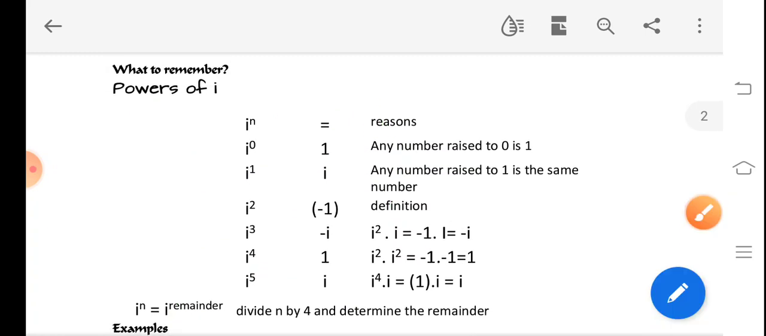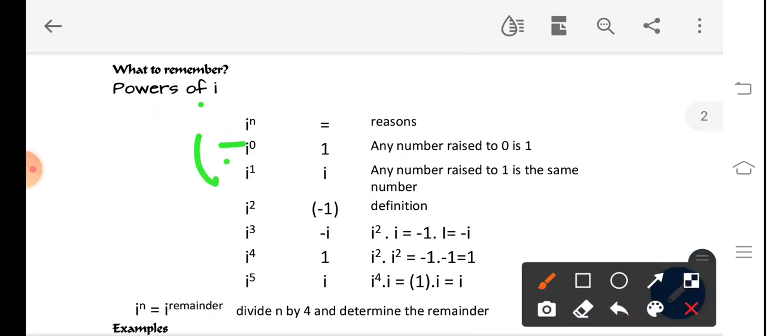Again, i squared is equal to negative 1. But it can also be that i squared is equal to positive 1, since the square root sign has both the negative and the positive sign. But in this case, we will make use of i squared is equal to negative 1.